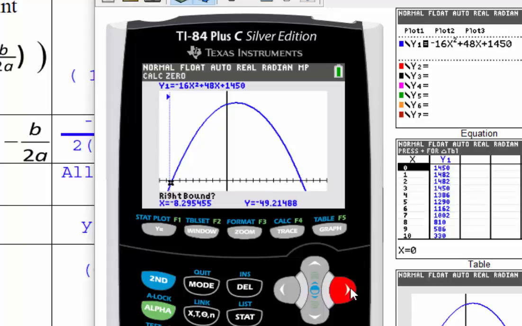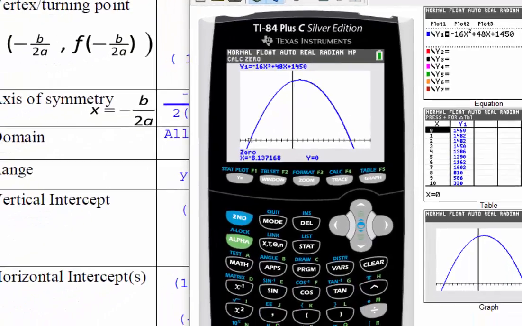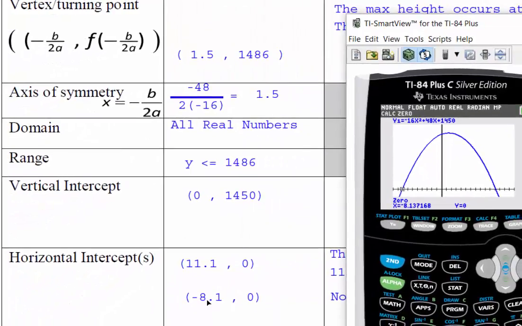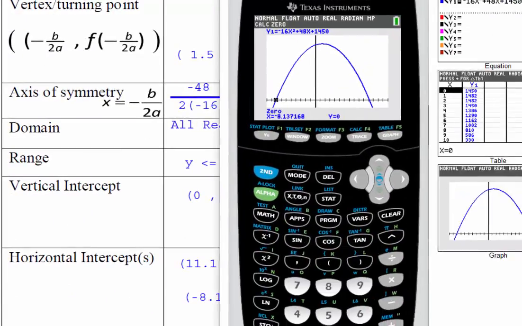Now it says right bound. So I'm going to move my cursor to the right of where I think the intersection occurs. I press enter, and then it says guess. So the guess has to be in between. I press enter, and you'll notice it said, okay, y is 0 when x is negative 8.1, which is what we had down here, right? That's what we found originally. And I can do this exercise again.